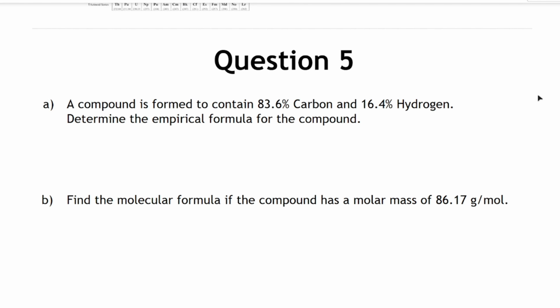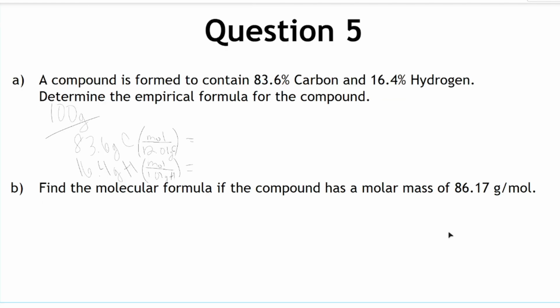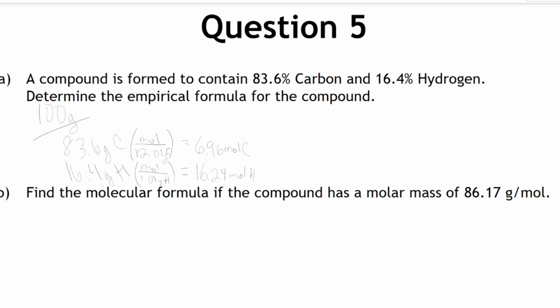So a compound is formed to contain 83.6% carbon and 16.4% hydrogen. Let's find the empirical formula for this compound. So the first step is to assume a 100-gram sample. This means there will be 83.6 grams carbon and 16.4 grams hydrogen. We can now divide these values by their molar masses to solve for their molar values. Now that we've found the amount of moles of carbon and hydrogen, we divide both by the smallest value.